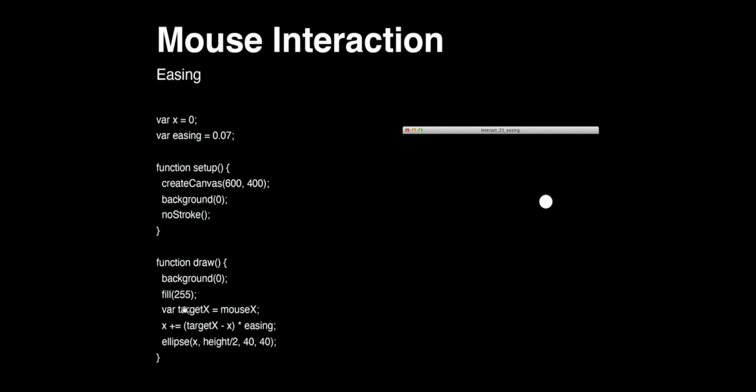So in draw, we are going to create another variable called target X and set that initially to be mouseX. And then we're going to say, okay, X, which initially is 0, plus equals target X minus X times easing. And then we're going to pass that X value into the X value for ellipse. And this is basically going to update and change the movement of that ellipse as it's going towards the moving cursor. So let's play around with that.